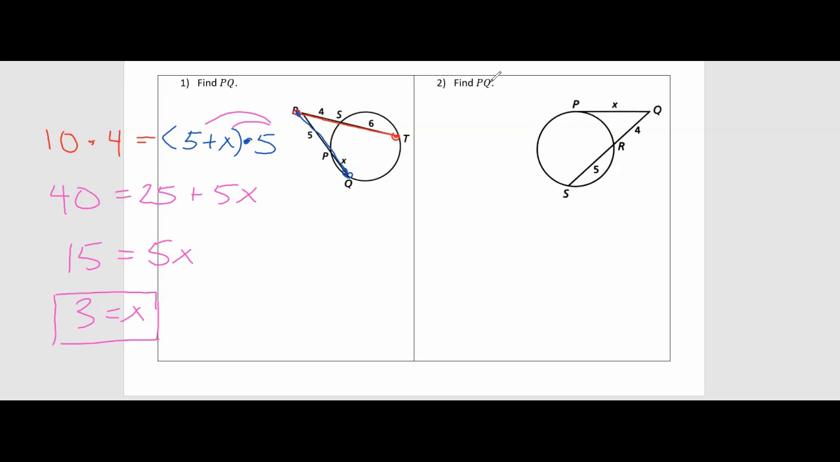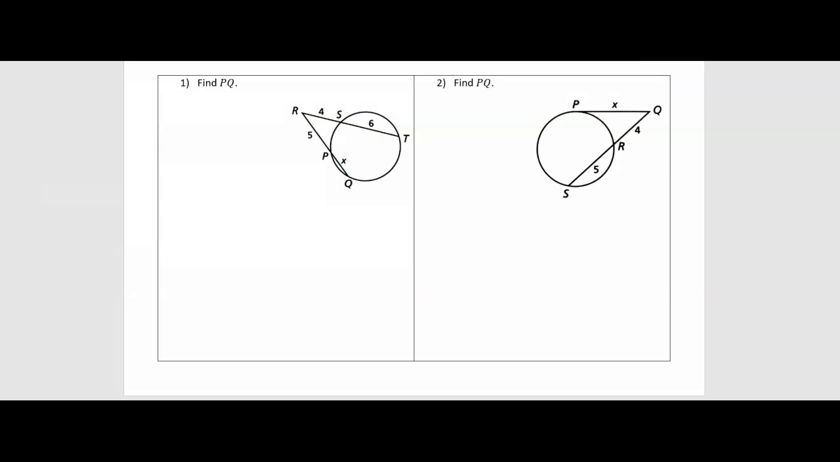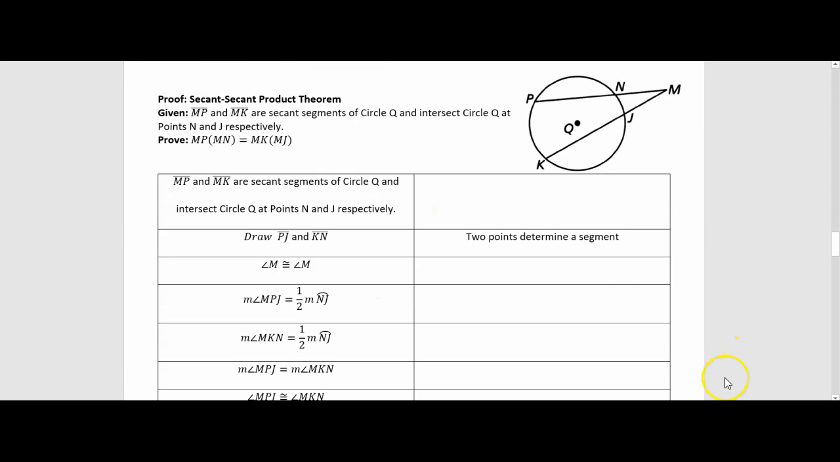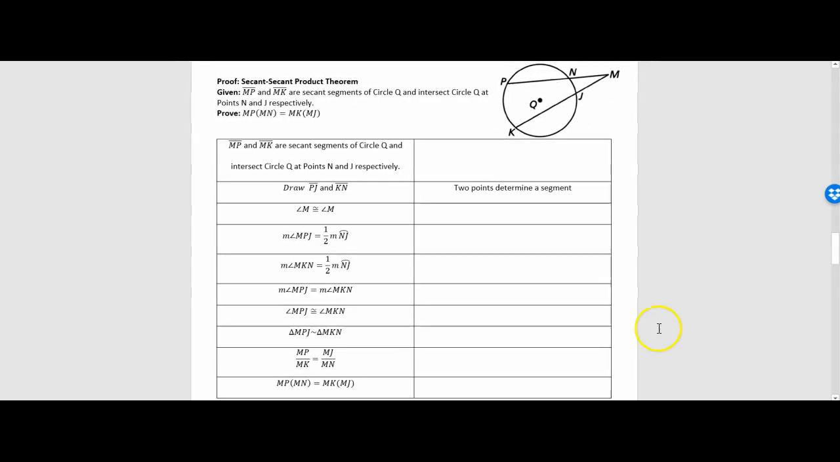Okay, let's move on to the proof, and that's what we'll finish with. This video is going to be a little shorter than normal, which I'm sure you're okay with. We're going to prove the secant-secant product theorem. See if I can squeeze the whole thing in.